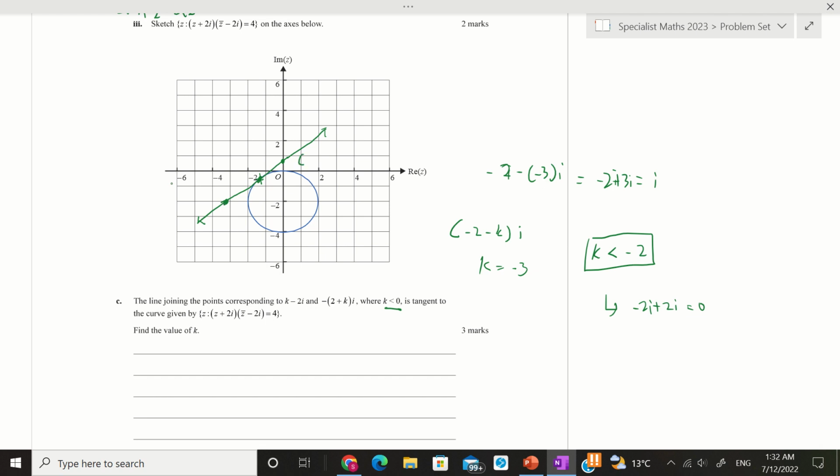I'll label them in right now. This point is minus 2 minus k i, and this point here is going to be k minus 2i. We can also use the coordinate system, but this is fine as well. Not too important to solve the question. Anyways, let's try and solve this question now.